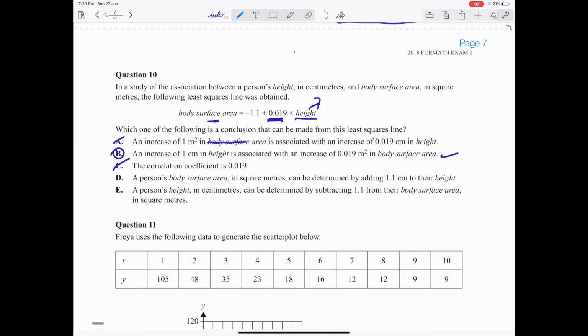A person's body surface area in square centimeters can be determined by adding 1.1 centimeters to their height. So I think this is a false interpretation of the y-intercept, because we can't really make any predictions about the body surface area from the y-intercept, so that's wrong. And that's the same thing for option E. It's a false interpretation of the y-intercept because we can't determine a person's height from the value of the y-intercept. So therefore we are left with B as the correct option.